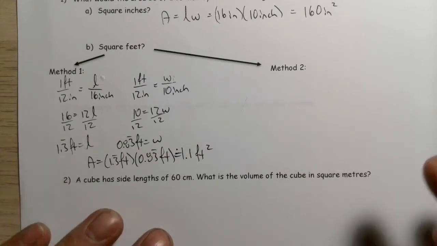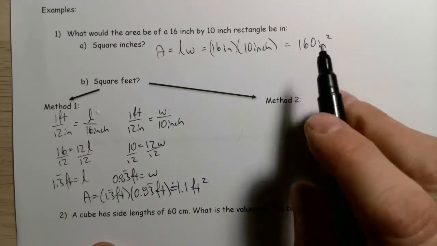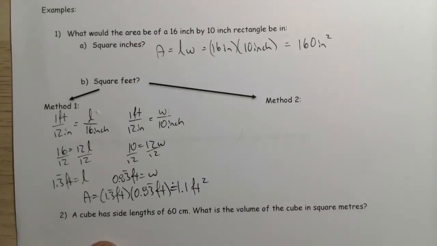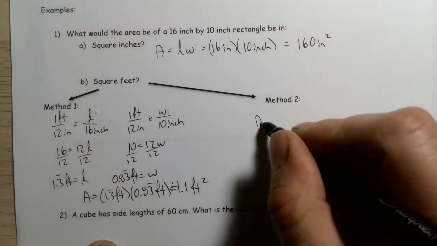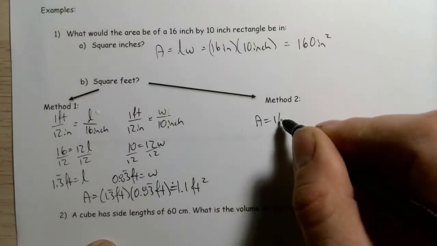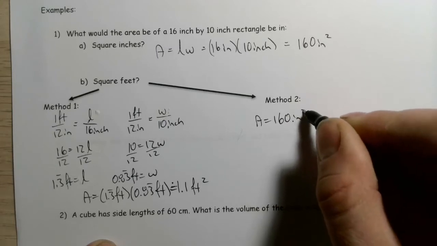Method 2 would actually be to go back up to this calculation and convert it here. So we've got our area is 160 inches squared.